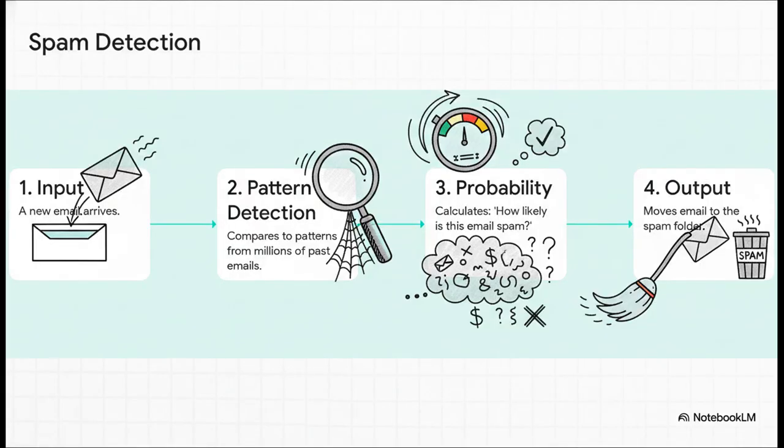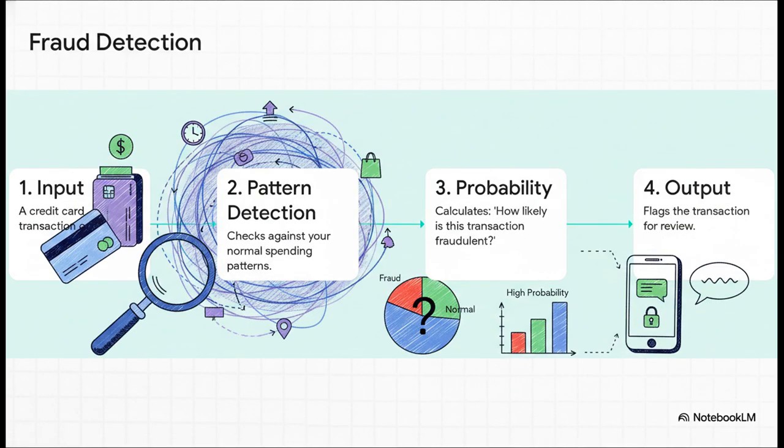Let's start with something we all know, the email inbox. When a new message comes in, that's our input. The system immediately starts analyzing it, looking for patterns it's learned from all the emails you've ever marked as spam or not spam in the past. It's looking for things like suspicious words, weird-looking links, or senders it's never seen before. Then, it calculates a probability. It might say, there's a 98% chance this is junk mail, and based on that super high probability, it makes its output. Boof, the email gets sent to your spam folder.